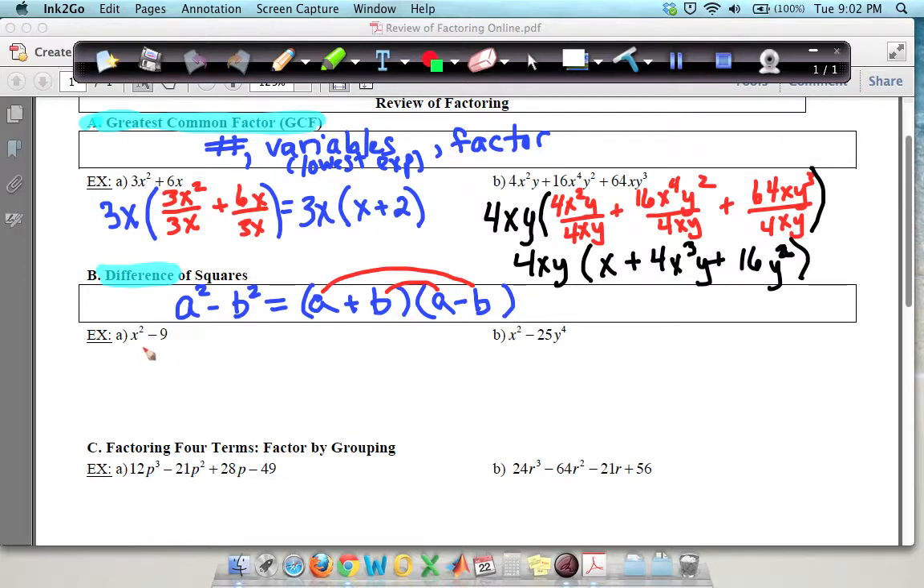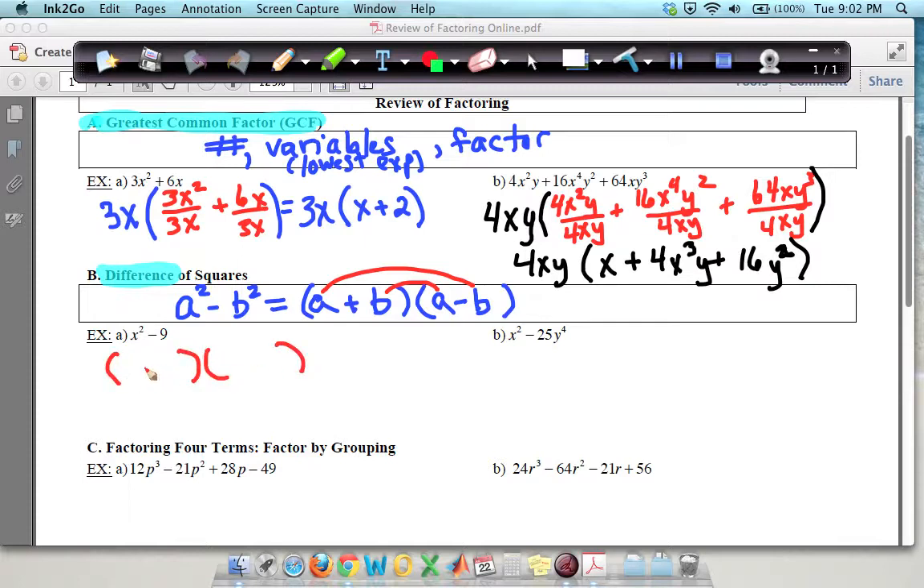So let's do this first example. If you see two terms, the first thing you should always check is, is there a GCF? And there isn't here. So then for two terms, this is factorable if it's a difference, which this is, of squares. And both of these can be written as something squared.